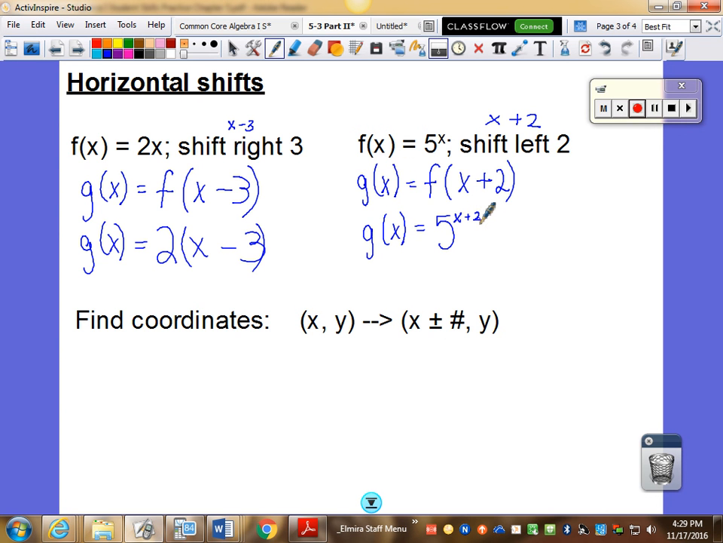Or if I'm writing it in terms of 5 to the x power, it's 5 to the x plus 2. Okay? So in class, what caused a lot of confusion is, well, why is the plus 2 an exponent here, but not here? Well, that's because x is an exponent when it's with the 5, but it's not an exponent when it's in parentheses with the f of x.